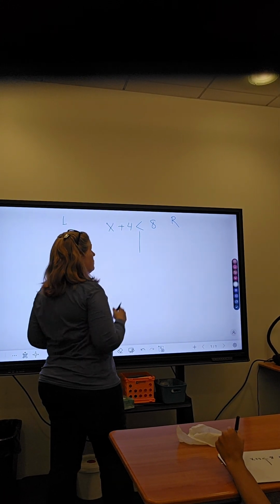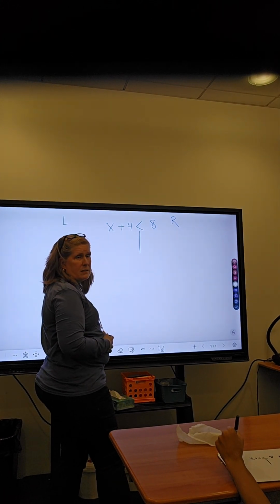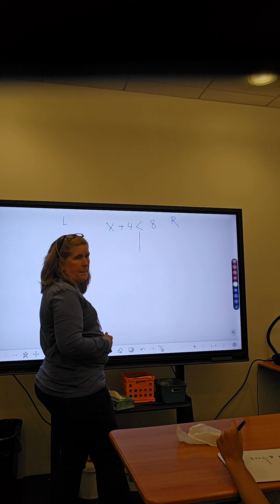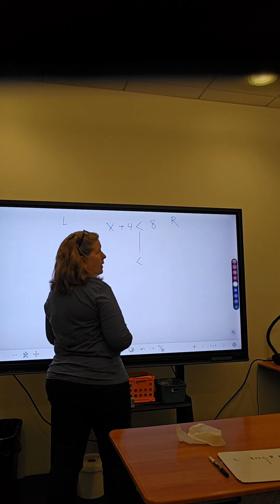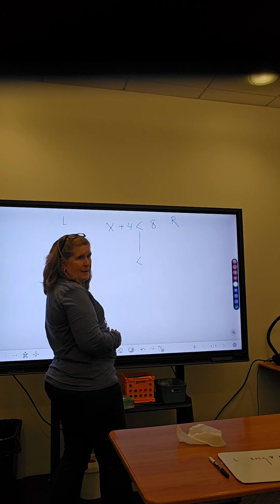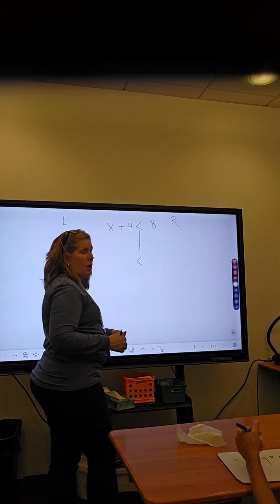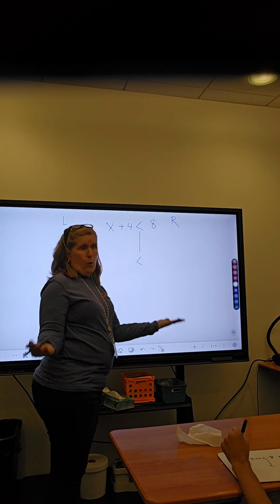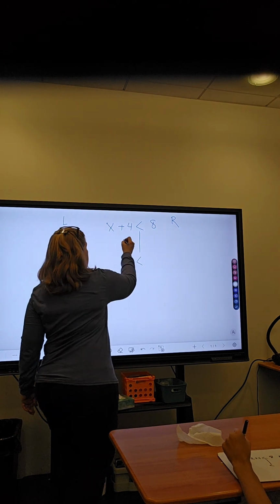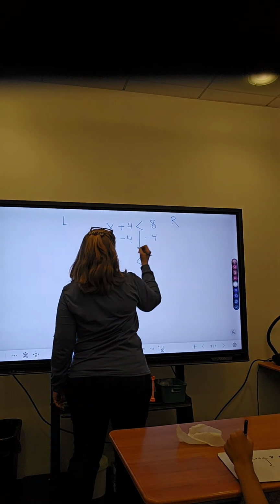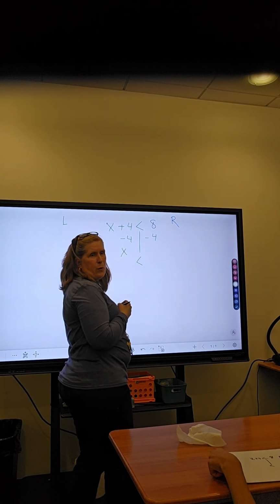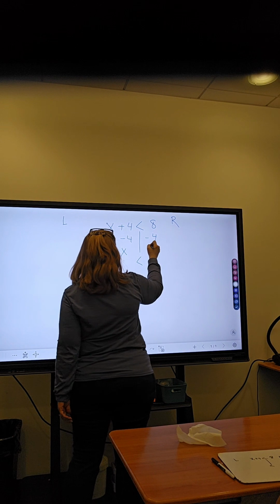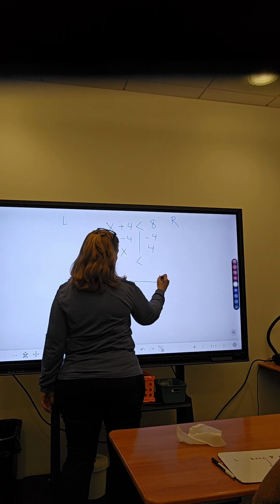All right. So how do we deal with this? What's our first step? Bring down inequality. Okay, we're going to bring down our inequality. And then we're going to use inverse operations, minus 4. Minus 4. All right, that gives us x. And Rylan, 8 minus 4. 4. X is less than 4.